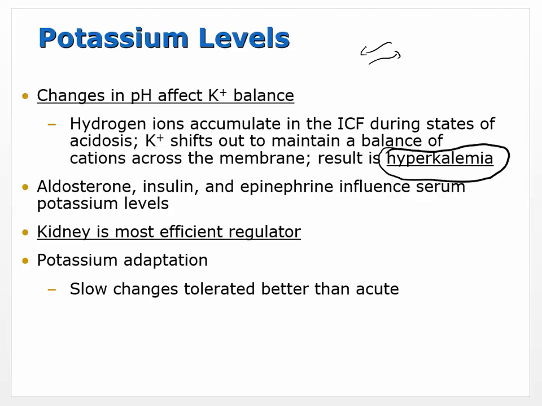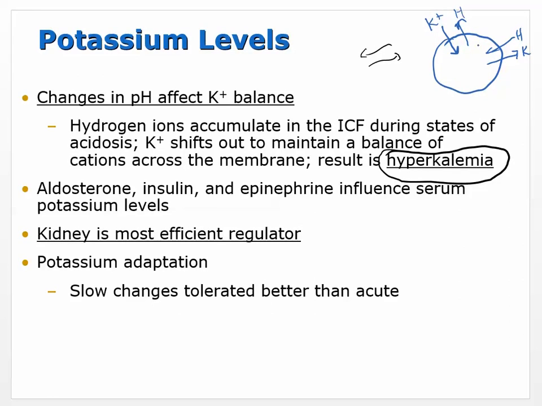This is a difficult concept, but it's not impossible if we cut down to the most simple thing and say, as potassium goes in, hydrogen goes out. As hydrogen goes in, potassium goes out. If we just remember that they move in opposite directions, then during states of acidosis, we've got too much hydrogen. So hydrogen is moving in here, which means potassium is moving out. So now we have hyperkalemia. And if we read on, yep, there it is, hyperkalemia.